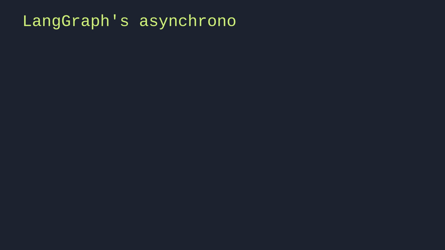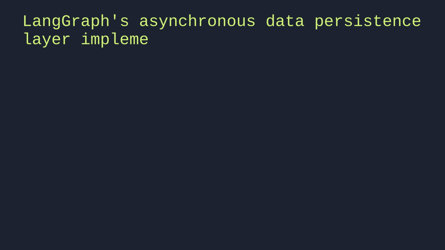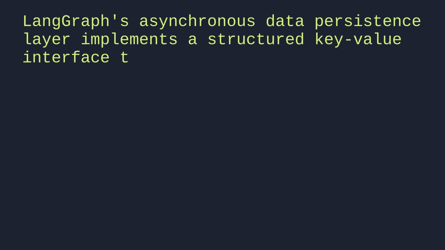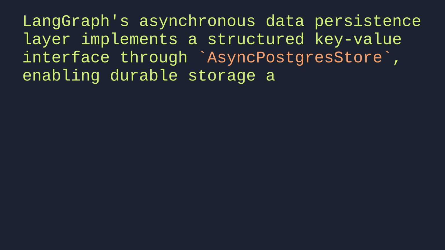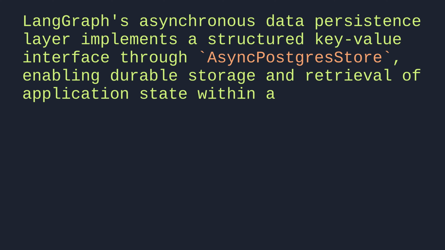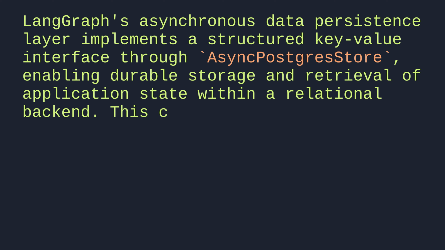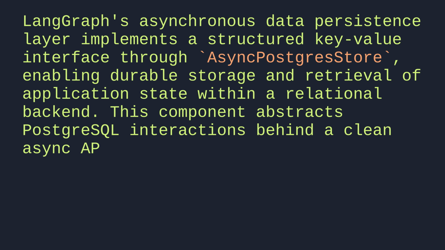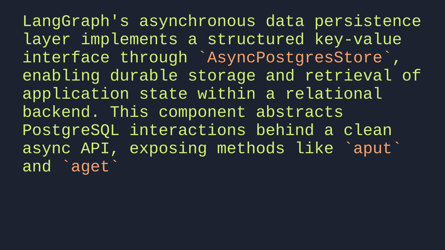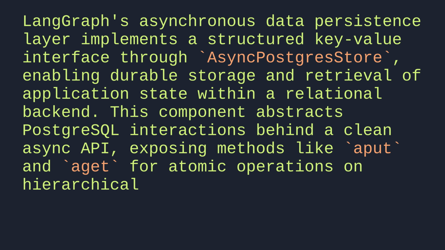LangGraph's asynchronous data persistence layer implements a structured key-value interface through AsyncPostgresStore, enabling durable storage and retrieval of application state within a relational backend. This component abstracts PostgreSQL interactions behind a clean async API, exposing methods like aput and aget for atomic operations on hierarchical keys.